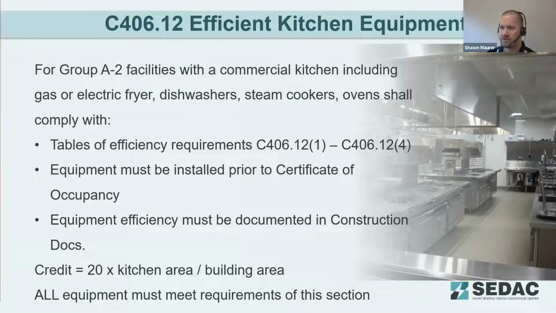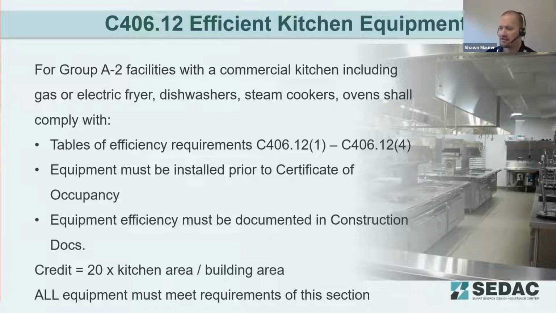The efficient kitchen equipment here is for Group A2 facilities with a commercial kitchen that include gas or electric fryers, dishwashers, steam cookers, ovens. Those need to comply with these requirements for this efficiency package. So there are tables of equipment efficiencies. The equipment must be installed prior to a certificate of occupancy, again, for verification purposes.